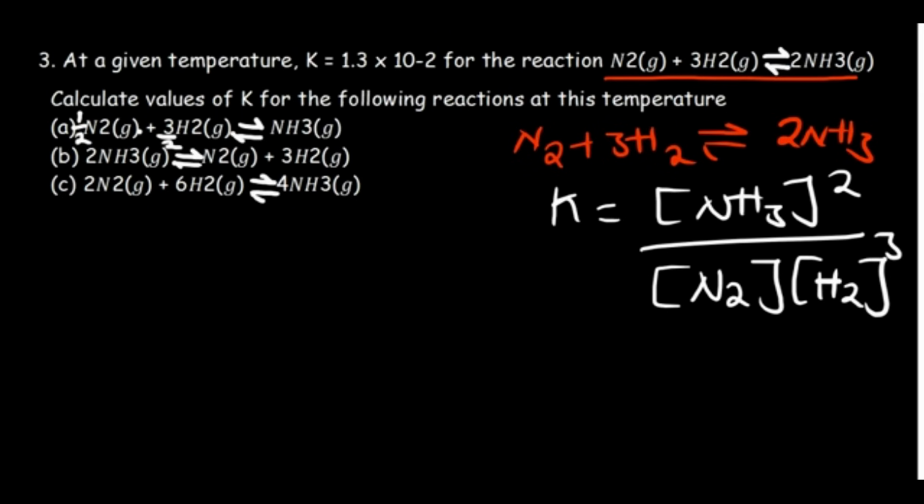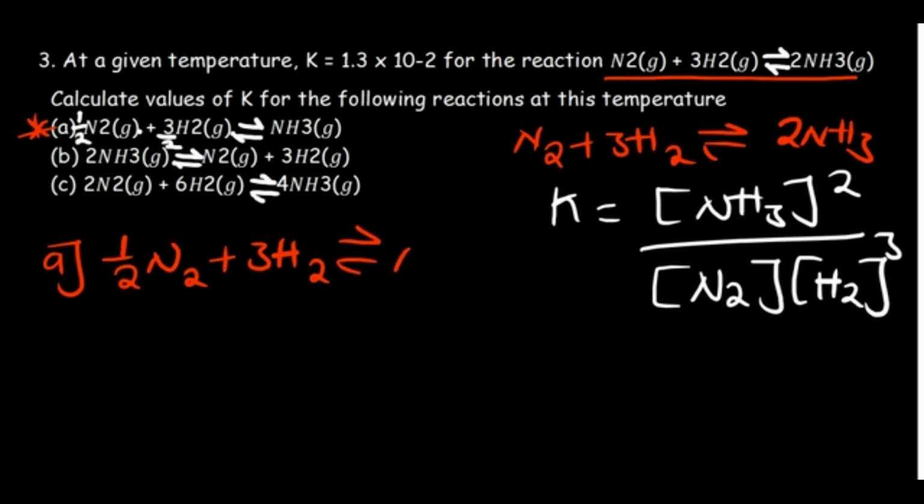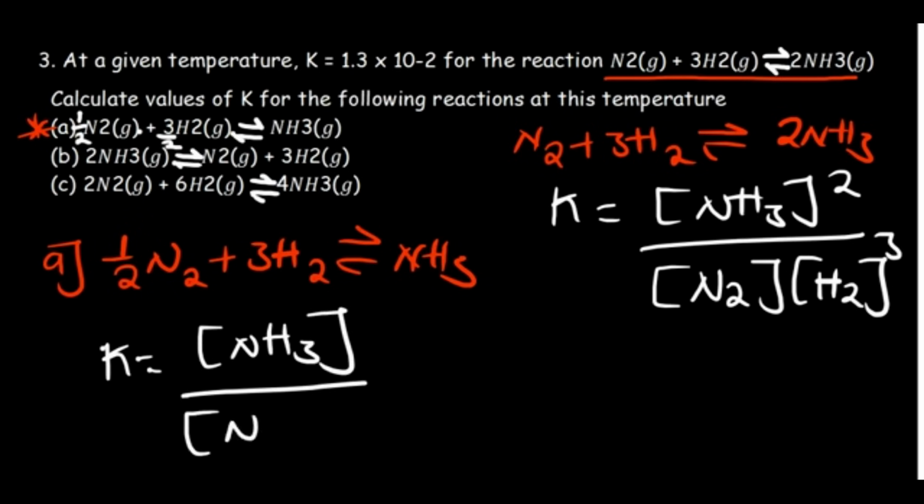So now, going to our part A, we've been given half nitrogen plus 3H2, giving us NH3. If I was to come up with a K expression for this one, what do we expect? We're going to have NH3. On the bottom we have nitrogen raised to the power 1 over 2. Then hydrogen raised to the power what? Hydrogen raised to the power 3.